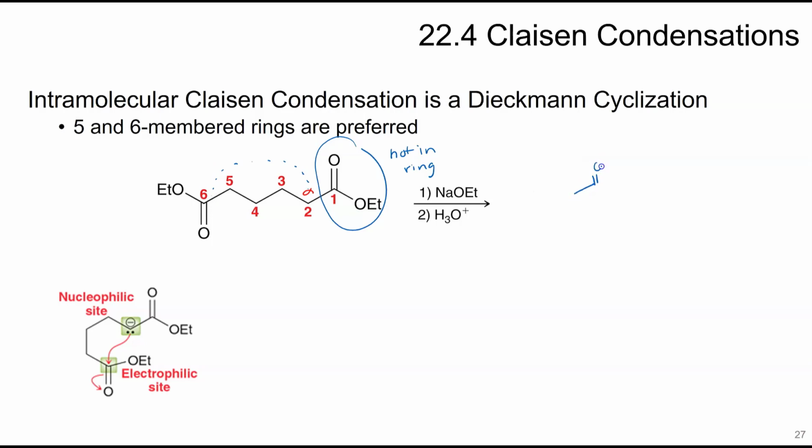So I'm going to start with 1 over here. This is 1, this is 2. So if I have a bond between 2 and 6, I have a 1, 2, 3, 4, 5 membered ring. So I'm going to prepare to draw that. So this is 3, 4, 5, 6. The new bond forms here, and that will be ketone. So you get the beta keto ester. This is 80%.